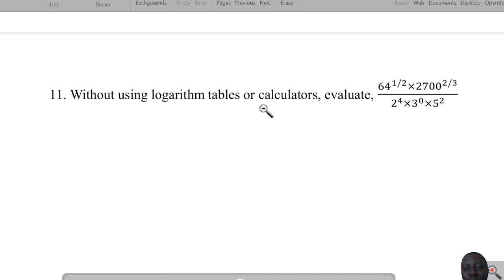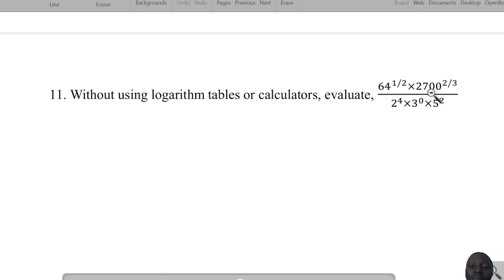You can see we are not supposed to make use of a calculator nor a type of logarithm. We are only supposed to evaluate this without using any of those. And I want to remind you that even if you can use a calculator wisely here, it doesn't mean that you can totally do without a calculator.